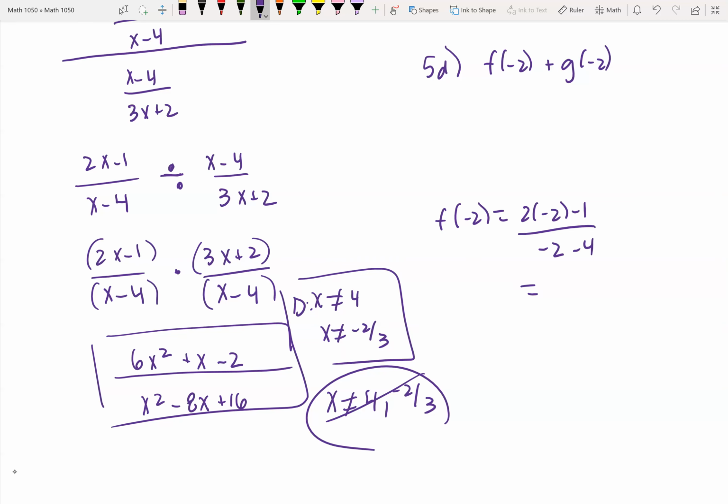2 times negative 2 is a negative 4 minus 1 is a negative 5. And negative 2 minus 4 is a negative 6. And negative over negative is a positive. So that's 5/6.